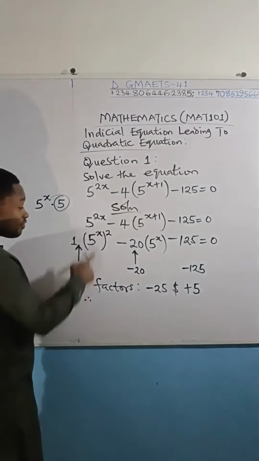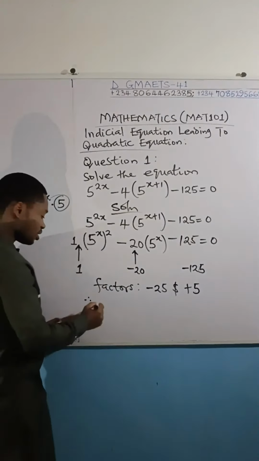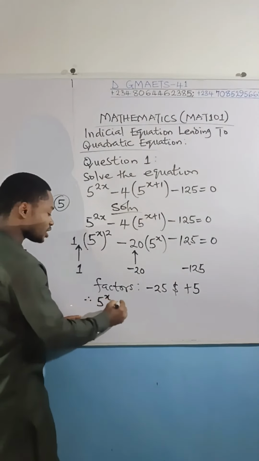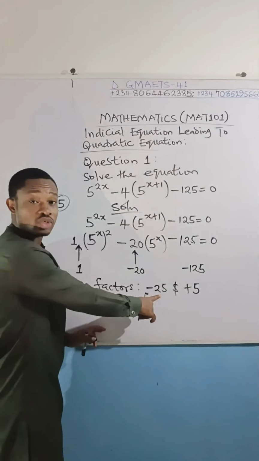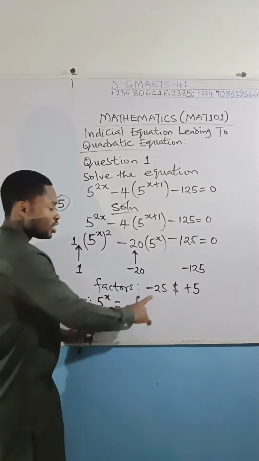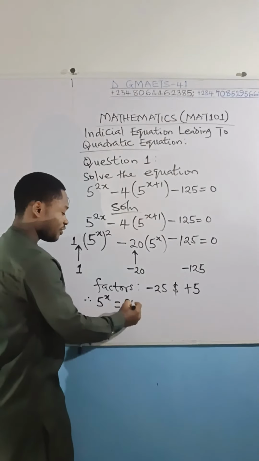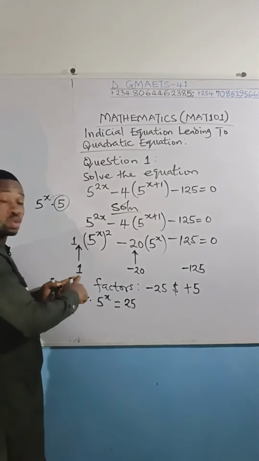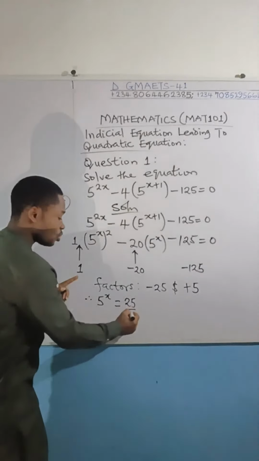From here, therefore, we can say the value of 5 raised to power x is equal to, you come to one of the factors, like I say, change the sign. If you change this sign, you are going to get 25, divided by what? 1. Let me just show you, but I'll still wipe it.